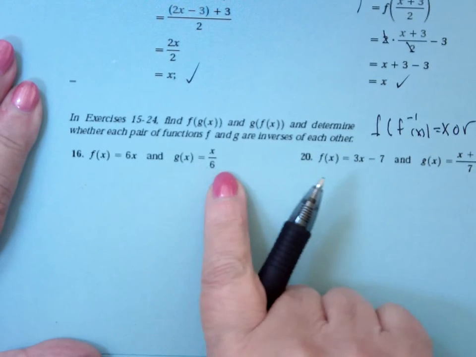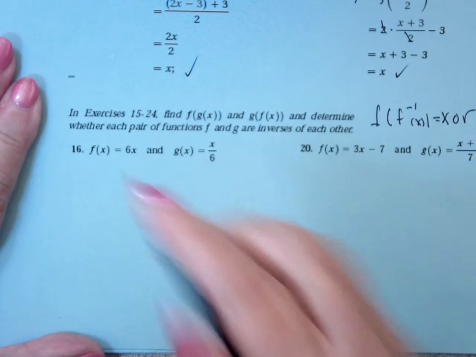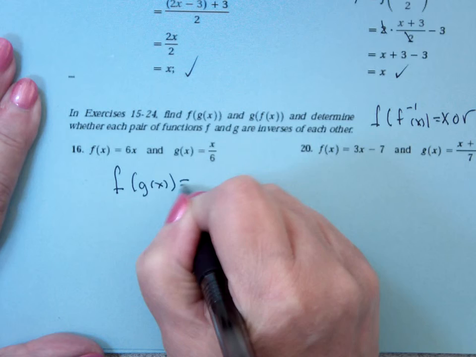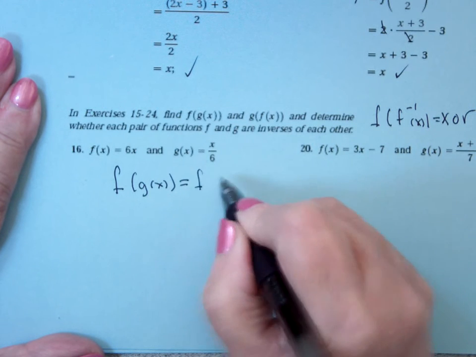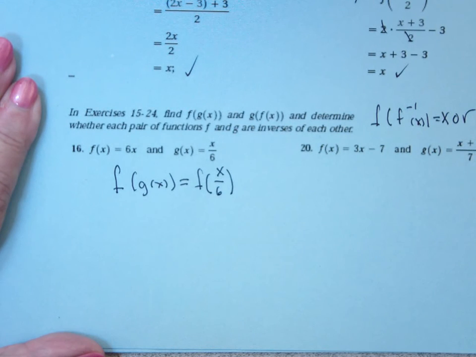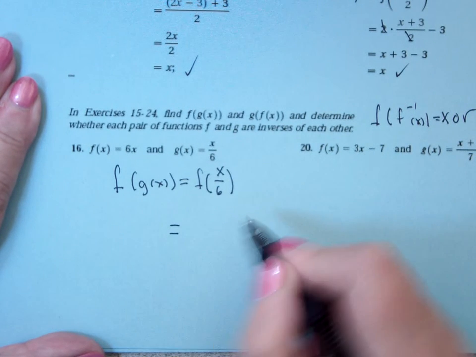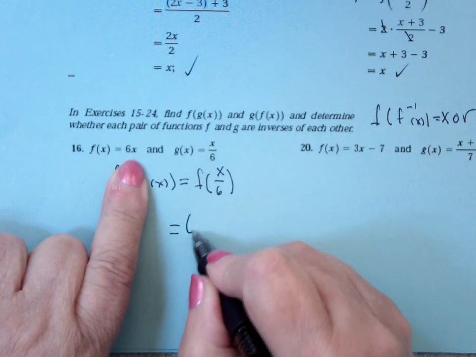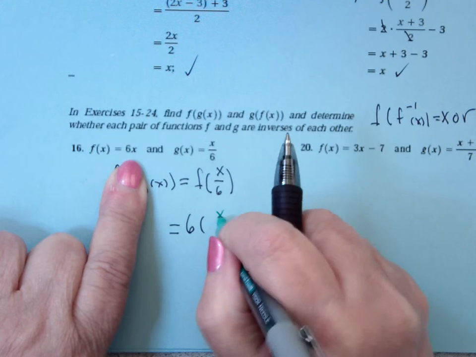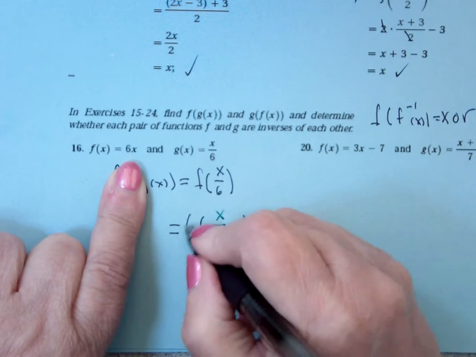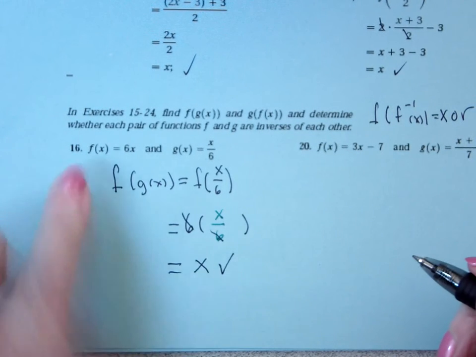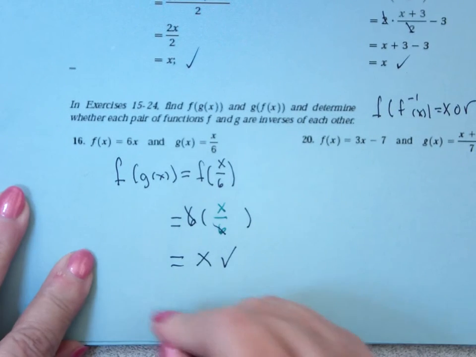So f of x is 6x, g of x is x over 6. So f composed with g of x says in the function f, wherever I have an x, I'm going to pull the x out and put in x over 6. So f is 6x. I replace x by x over 6. The 6's cancel. I'm left with x. And the answer would be, are they inverses of each other? Yes.